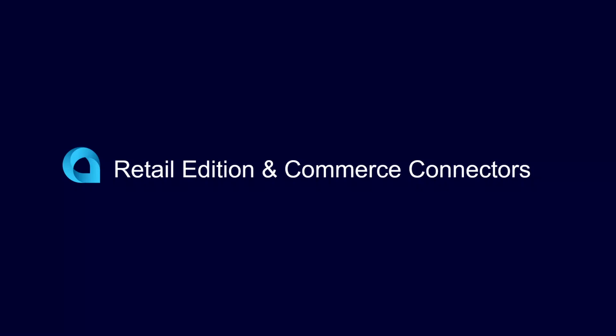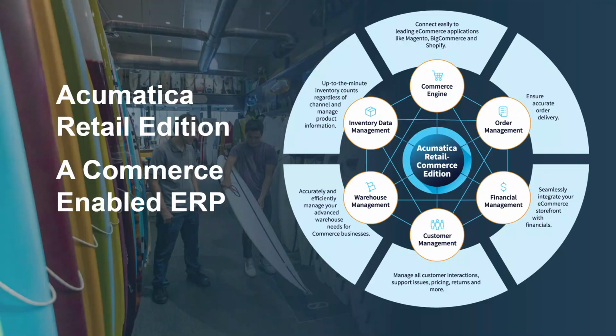So let's start off talking about the Retail Edition and the Commerce connectors. In case you're new to this, I just want to give you an introduction. So Acumatica has a Retail Edition, and that Retail Edition is designed for retailers. It could be traditional retailers that have been selling in-store for decades. It could also be for digital native brands that have only ever sold products online.